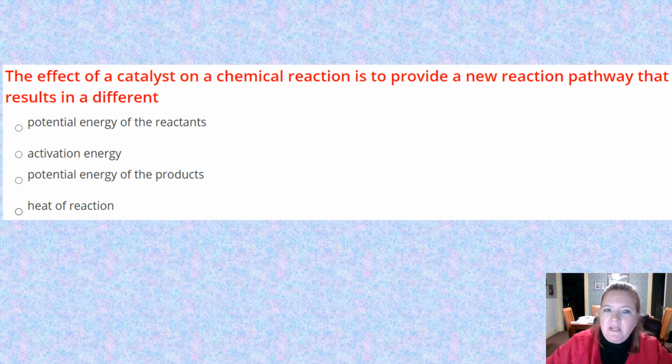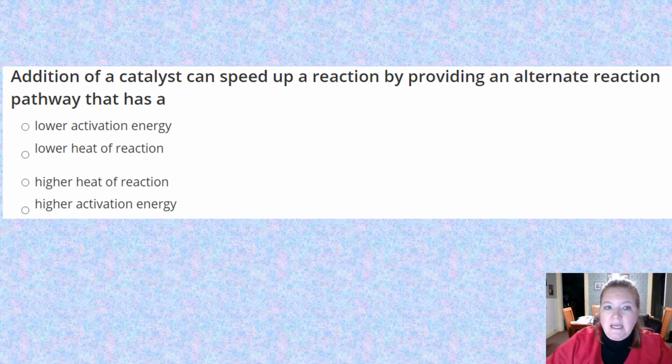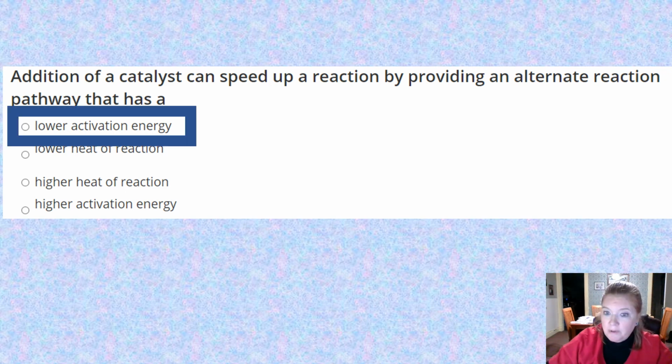All right, so the effect of a catalyst on a chemical reaction is to provide a new reaction pathway that results in a different what? Activation energy. Remember, the start, reactants, the end, the products, the same. So if we start the same and end the same, the little sandwich for the heat of reaction in the middle is also the same. Adding a catalyst can speed up a reaction by providing an alternate reaction pathway that has a lower activation energy or a lower activated complex.